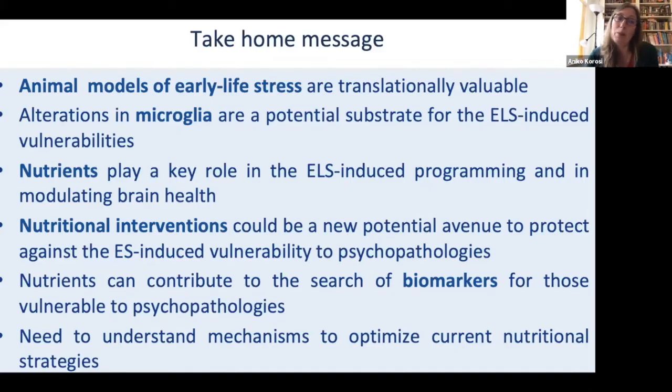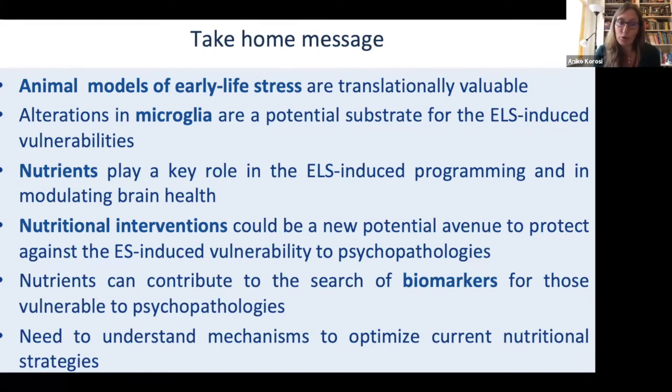So I think my take-home messages for today are that, of course, animal models of early life stress are really important and translationally very valuable to get insights into the mechanism, that alterations in microglia are potential substrates for these ELS-induced vulnerabilities, that nutrients play a key role next to stress hormones and sensory stimuli and other aspects that have received a lot of attention in the past, and that nutritional interventions could be a new potential avenue to protect against this early life induced vulnerability.